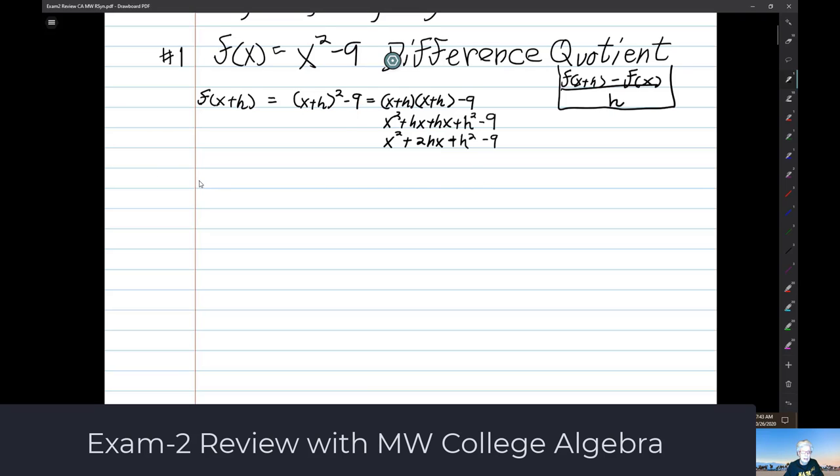All right, now we have to find out what f of x plus h minus f of x is. And it's so much easier if you go in steps. F of x plus h minus f of x is what goes on top of this fraction. It's the numerator. So it's easier to work it out in its own separate step. So f of x plus h is x squared plus 2hx plus h squared minus 9. And then we're subtracting f of x, which is x squared minus 9.